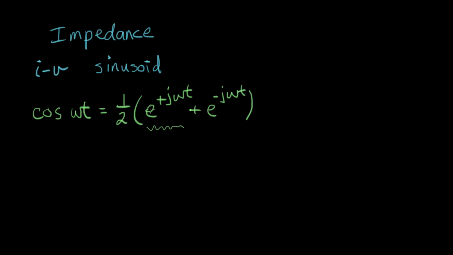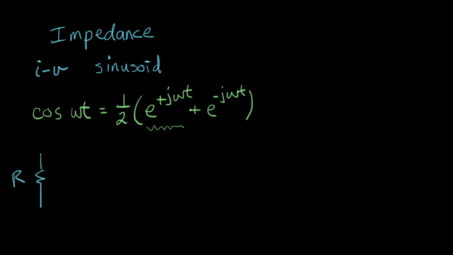So what I'm going to do is develop the IV equations for the resistor, inductor, and capacitor in terms of this kind of an input. When the voltage or the current looks like this, what do those equations look like? So we're going to start with the resistor.